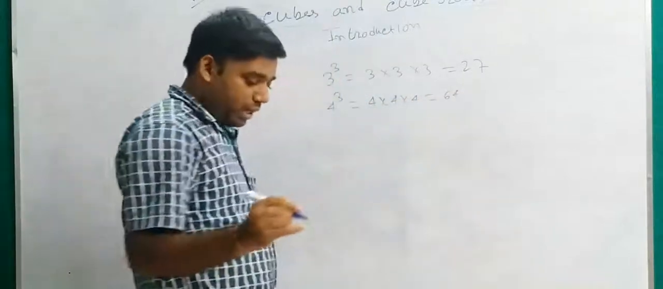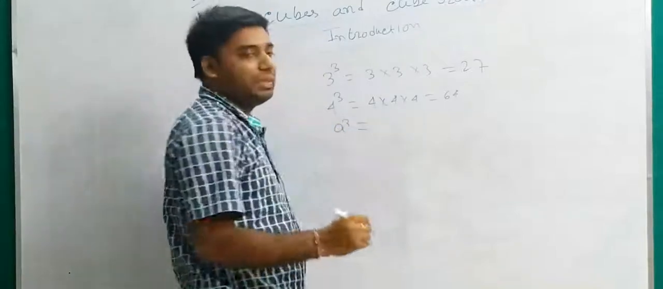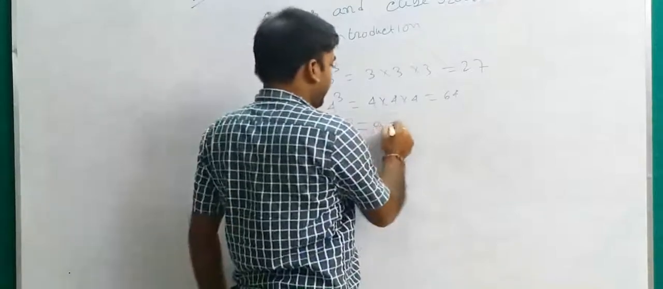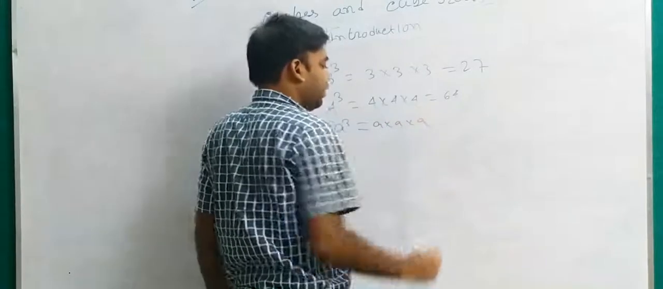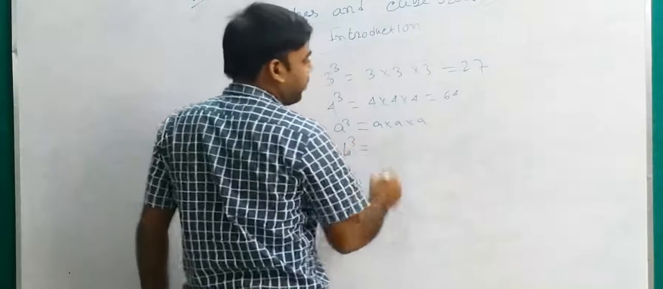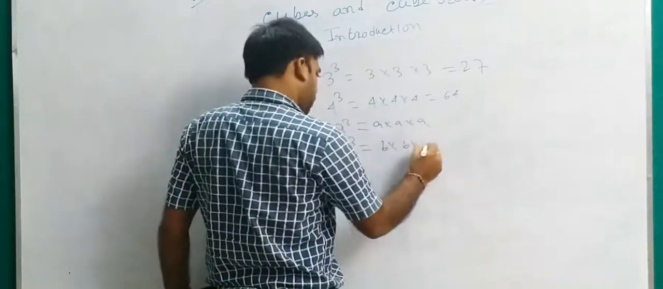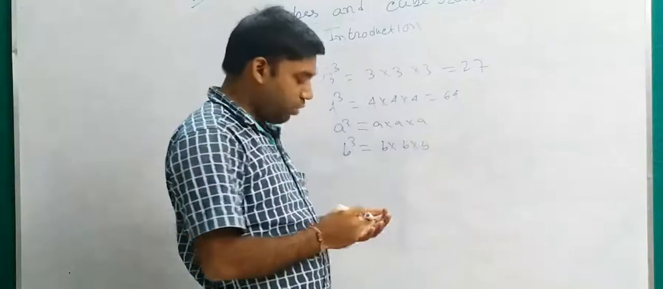So cube means a cube. If I write a cube, it means a into a into a. What is b cube? B cube means product of three b's, that is b into b into b. That is the concept of cube.